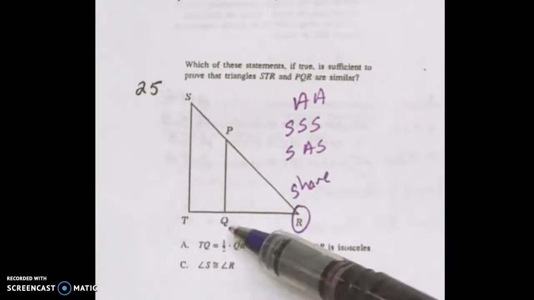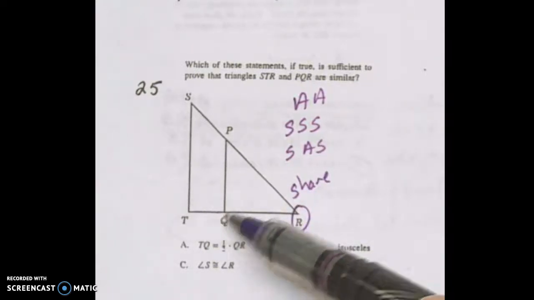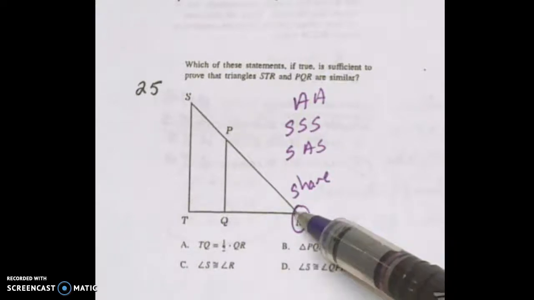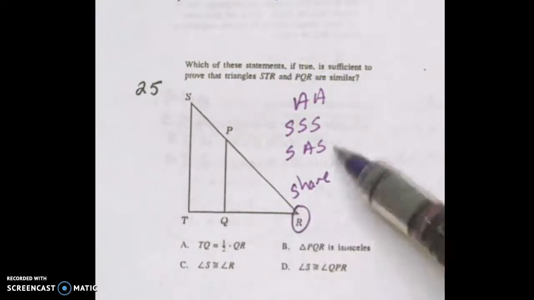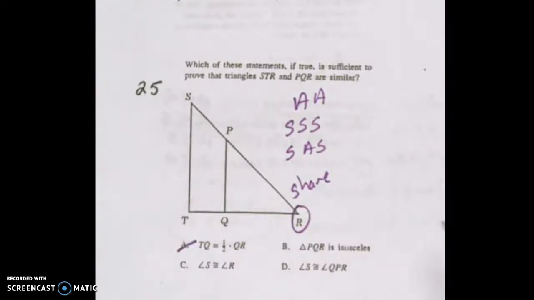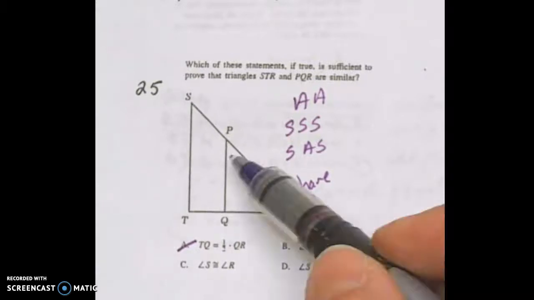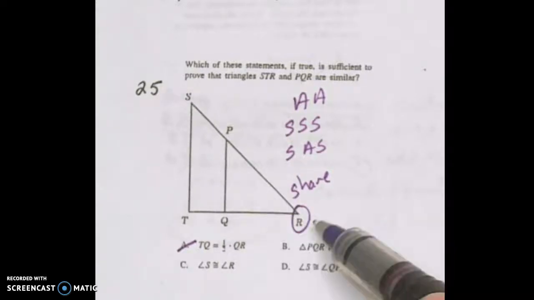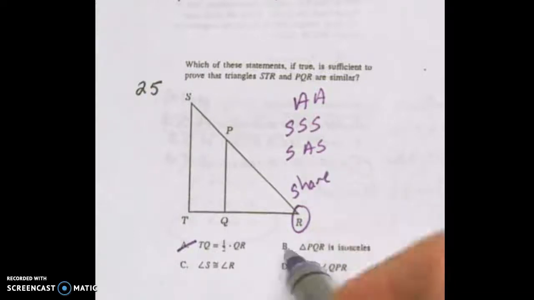Answer choice A says that segment TQ is half of QR. That would give me one set of sides with an angle. Just a side and an angle is not good enough. Answer choice B says that triangle PQR is isosceles. PQR, that gives me two sides after an angle, angle side side, no ASS or ASS backwards.